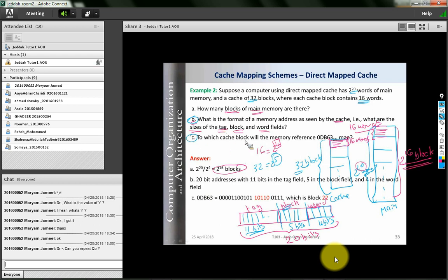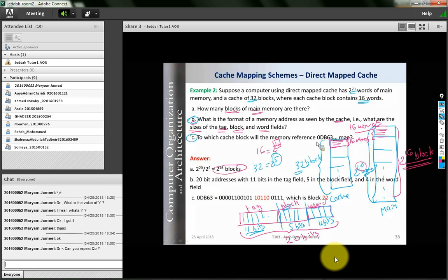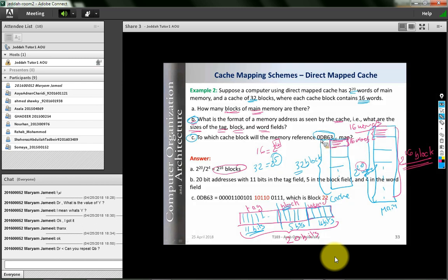To which cache block will the memory address 0DB63 map? So here is the address that we need. This address is written on 20 bits because we have 5 digits, and each digit in the hexadecimal base is written on 4 bits. We need the block to which this memory address maps. To answer this question, we have to write this address using this format.